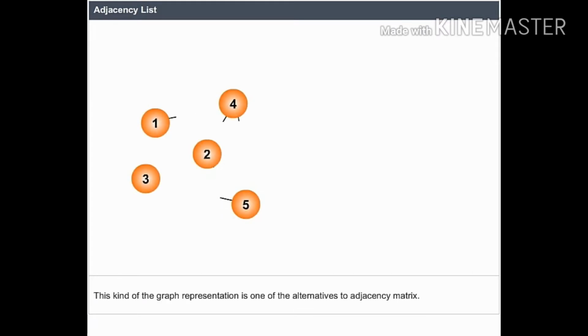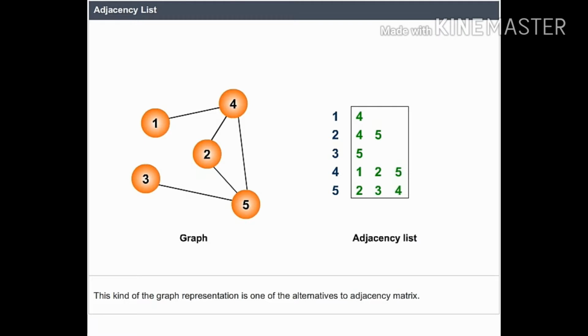Adjacency list. This kind of graph representation is one of the alternatives to the adjacency matrix. It requires less memory and in particular situations can even outperform the adjacency matrix. For every vertex, the adjacency list stores a list of vertices which are adjacent to the current one.